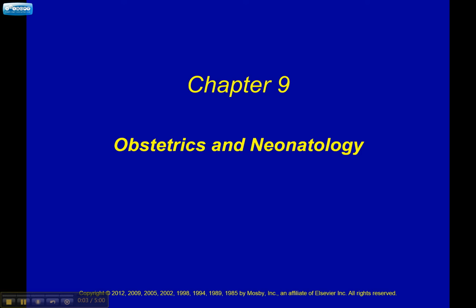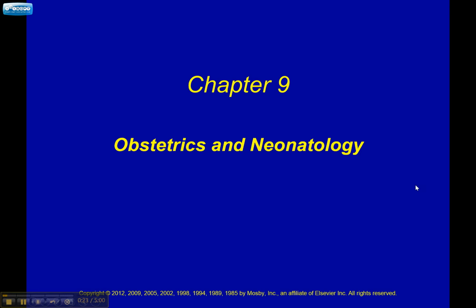This is going to be the first chapter of the second course. This one's a neat chapter. I think everybody's a little interested in this one. It's obstetrics and neonatology. And of course, this is going to be the study of obstetrics, which is the time during pregnancy, and neonatology, which is the time right after birth.